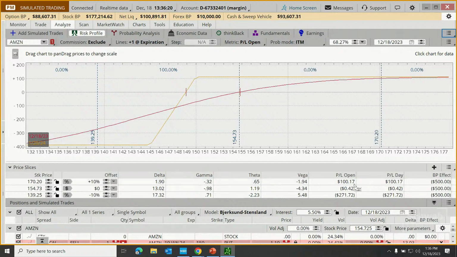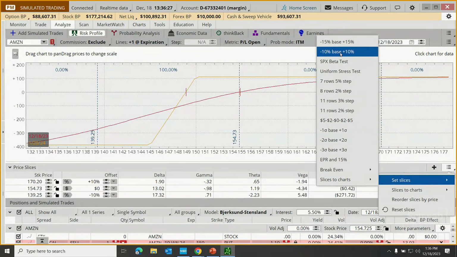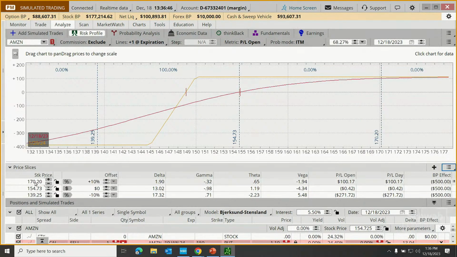And also we can manipulate the slices. If we come over here, we can set our slices through all sorts of different ways. The default is to use the base or the current price and then plus or minus 10%. We can go plus or minus 15%. We can go in steps, like 5 up, 5 down. That would be 11 rows, 3% step. All kinds of different ways that we can slice up the chart. But to address your question, you'd make those sorts of penny by penny changes, getting very precise. Just change the value right there.